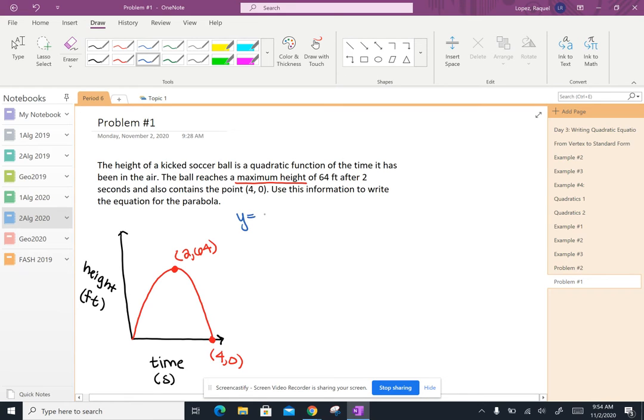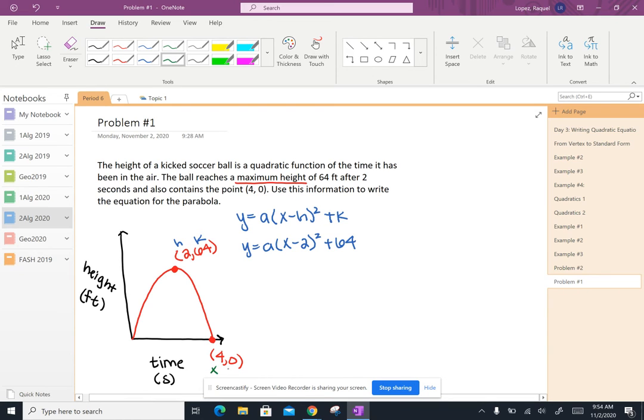Okay, let's go ahead and start plugging in points into our vertex structure. So the vertex form of a parabola has this structure. And I'm going to go ahead and plug in 2 and 64 in for h and k because that's what we know so far. So I don't know what my a value is. I'm going to leave that as a. All right. So now from here, we're going to use that other point to help me figure out what a is, what our stretch is.